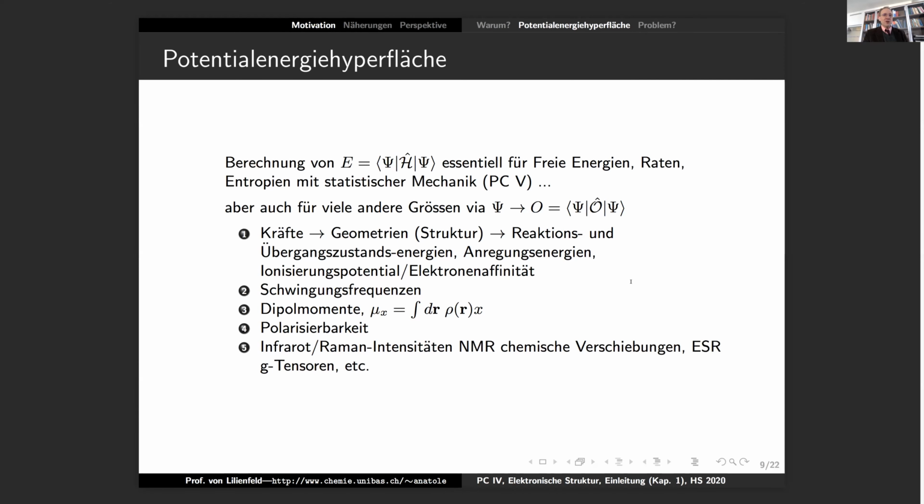Now, you can also use this formalism to get other properties: infrared or Raman intensities, NMR shifts, electronic ESR spectra, all sorts of properties, right? So this is the claim to fame of quantum mechanics, that it can account for it all.